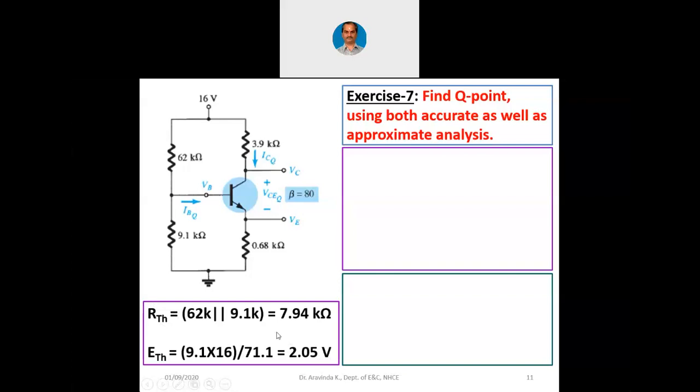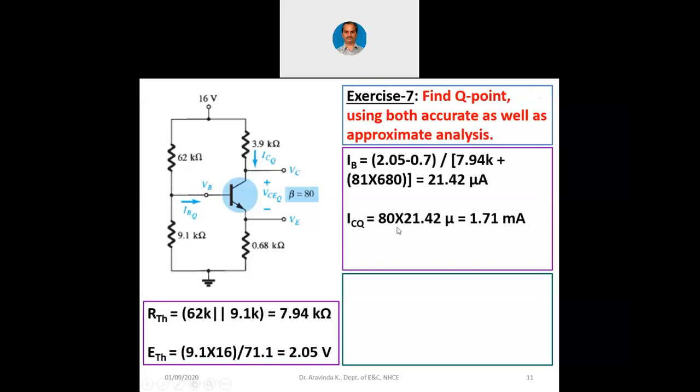We can simply substitute these values in the equation for base current. So IB is ETH minus VBE divided by RTH plus (1 plus beta) into RE. That is the equation for IB. Substituting this, I get the value of IB as 21.42 microamperes. When I get this value, we can easily find ICQ equals beta into IB, that is 1.71 milliamperes.